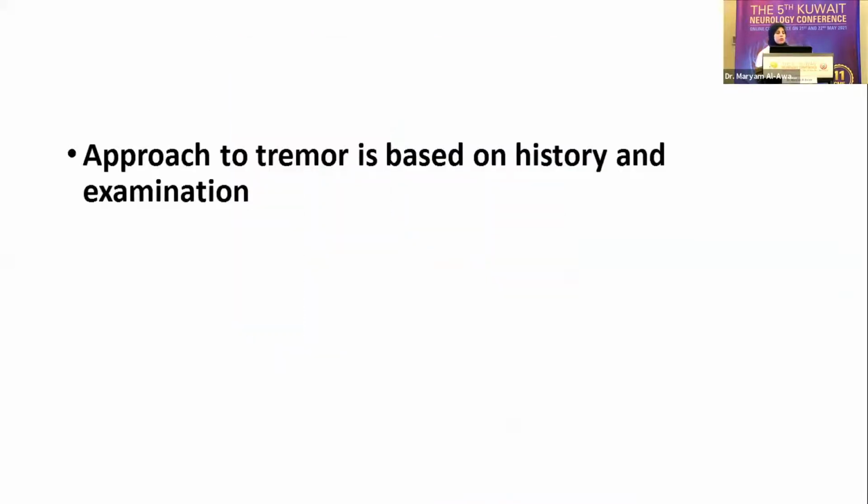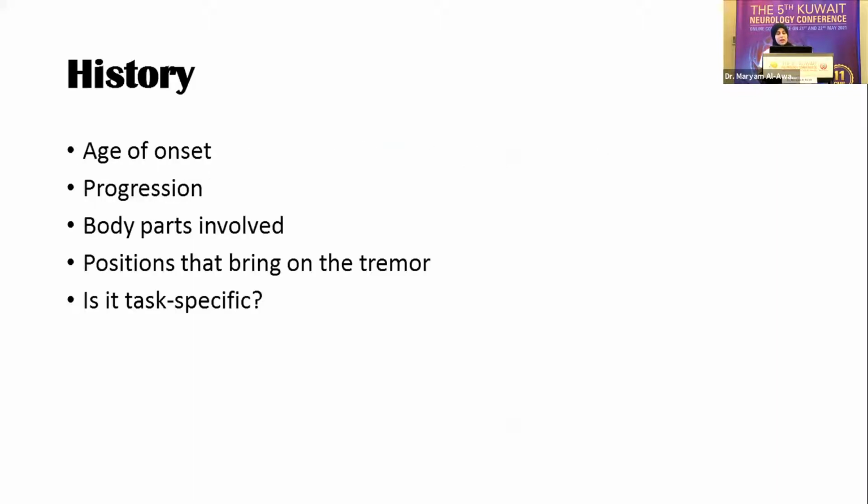Now we'll come to the main point of our topic, which is the approach to a patient with tremor. As we all know, in most diseases of neurology, this is based on history and examination. So first we'll start with the history. Importantly, the age of onset is very important to know, as well as the temporal evolution of the tremor and what are the body parts involved. Is it only one part? Is it, for example, the upper limb? Is it both upper limbs, and which one started earlier? And also, what are the positions that bring on the tremor?